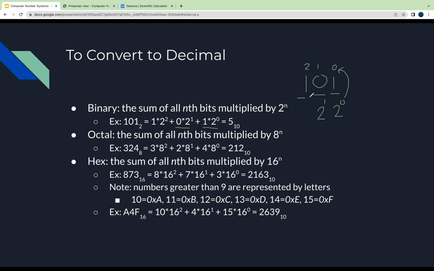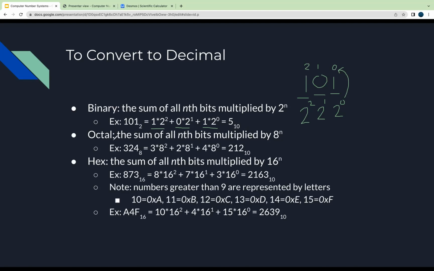And so on. Well, I say so on, but we only have one more digit. And that we will multiply by 2 to the power of 2, which is this entry right here. And then we can solve for it like we would in decimal. This becomes 1 times 4, this becomes 0 times 2, this becomes 1 times 1. And when we add all that up, we get 5 in base 10.